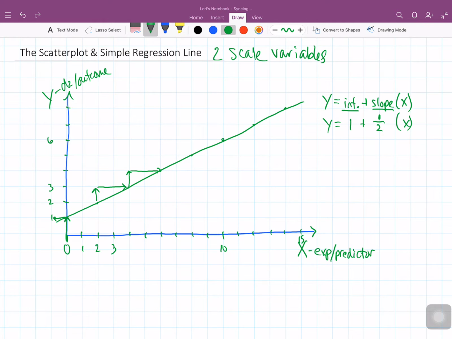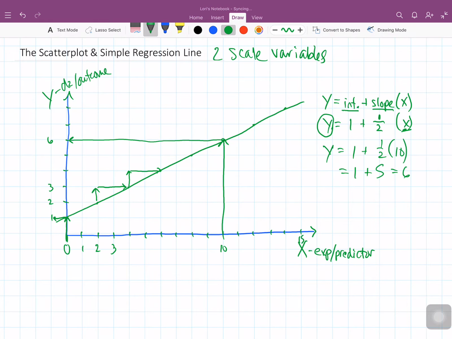And so we could calculate the value of y for any given value of x. Let's say that we have a value of x equal to 10. So we would plug in 10 here for our x variable. y is equal to 1 plus 1/2 times 10. And 1/2 of 10 is 5, so that is equal to 1 plus 5, which is 6. So let's check and see if we got that right. So when x is equal to 10, y is equal to 6.